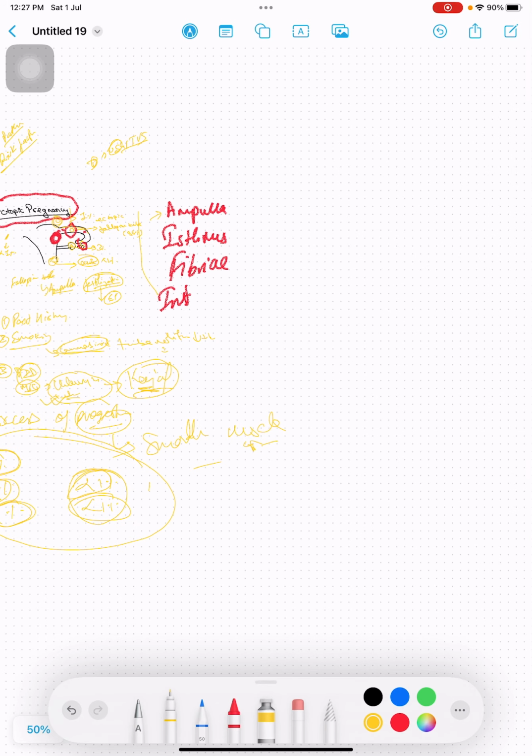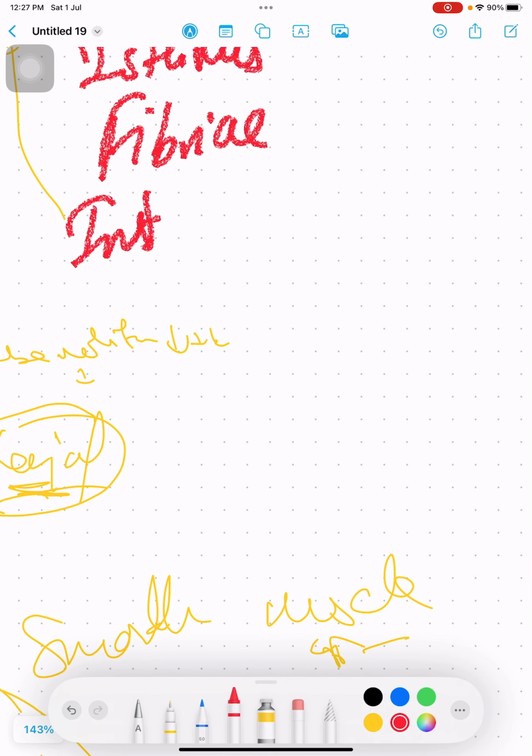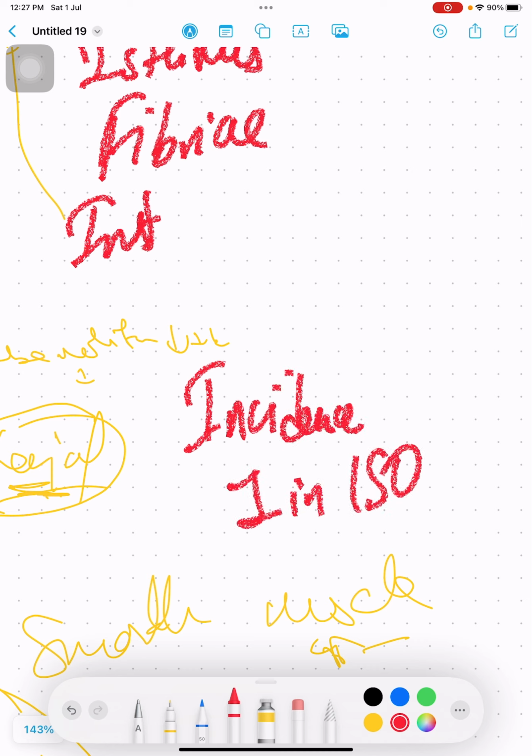Next, very important that you need to remember is the incidence. The incidence of ectopic pregnancy is 1 in 150 or 1 in 300. Now remember this is very, very important. Next thing that you need to remember is the increase in maternal age. Of course, increased maternal age is a very common risk factor for all the anomalies that occur.